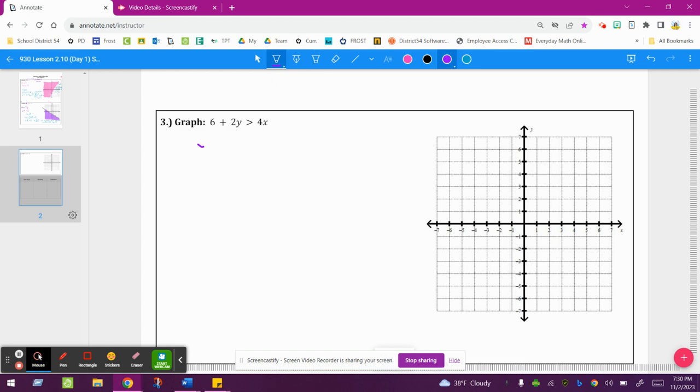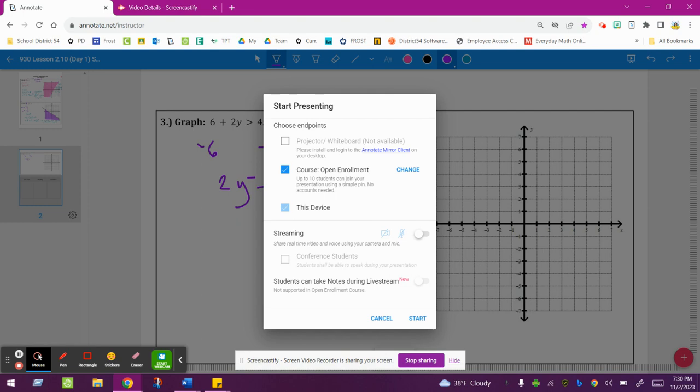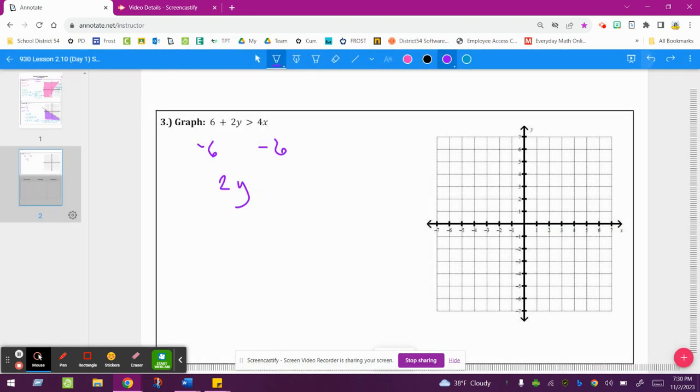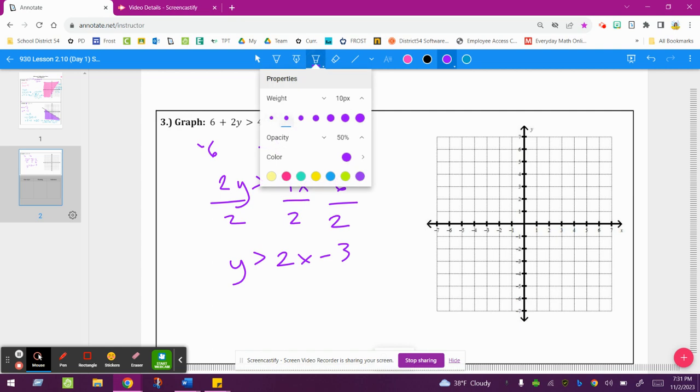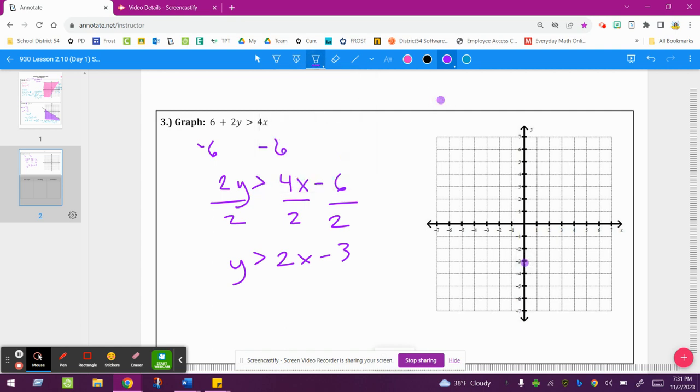So I'm going to subtract my 6 from both sides, and that's going to give me 2y equals 4x, not equals, sorry. Greater than 4x minus 6. Okay, divide everything by 2, and I'm going to get y is greater than 2x minus 3. Okay, now that it's in slope-intercept form, I'm going to graph it just like usual, starting at negative 3 and going up 2 over 1.